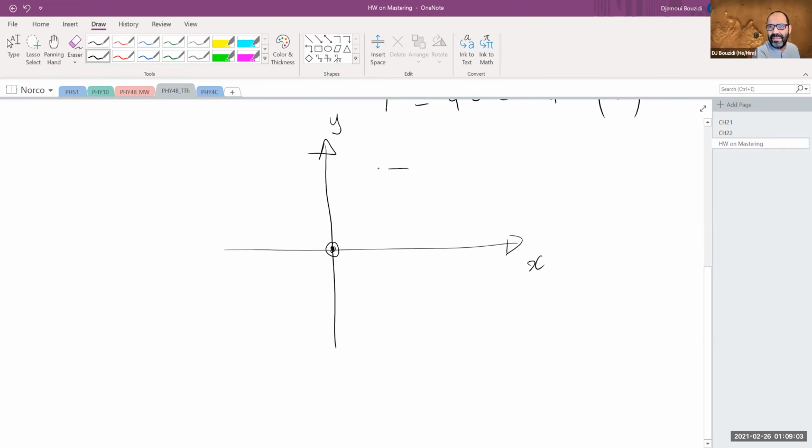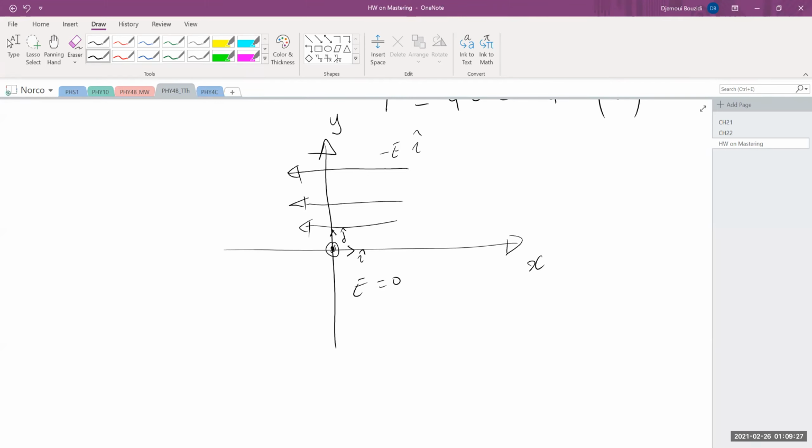The electric field in here everywhere is equal to minus E in the i hat direction, so it's pointing this way. And here E is equal to 0. So this one is equal to negative E i hat, because this is i hat, this is j hat, and k hat is coming out. Does the picture make sense to you guys, at least so far? Yes, that helped out.